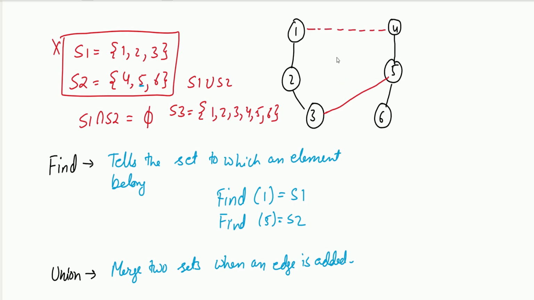Now suppose I try to add an edge from 1 to 4. So there will be a cycle created. Now see how this disjoint set detects a cycle. First we will do find 1. Find 1 is where? In S3. Now we will do find 4. Find 4 is here in S3. Both belong to the same set. If both belong to the same set, then adding an edge will create a cycle. This is how it detects a cycle. So when both the elements belong to the same set, then adding an edge will create a cycle.